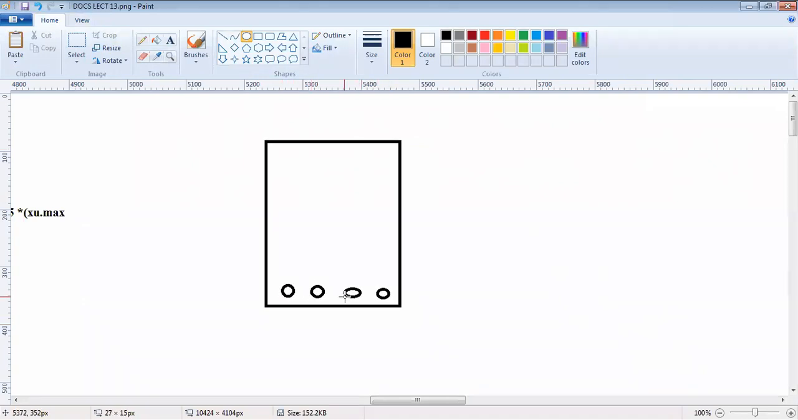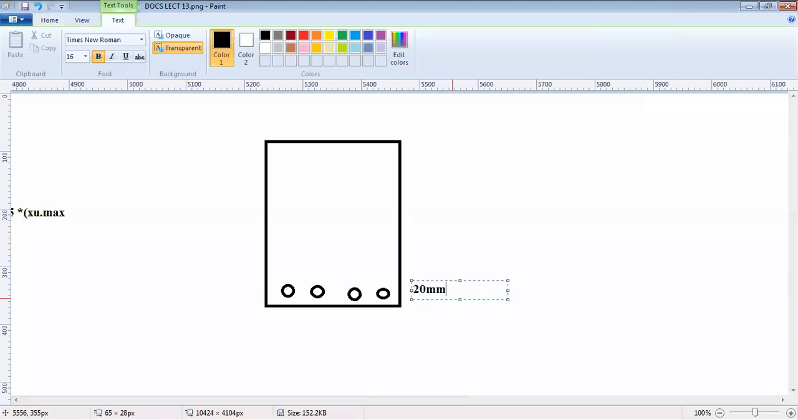Initially, you are providing four number bars, all four are 20 mm. So you are providing four number 20 mm bars.